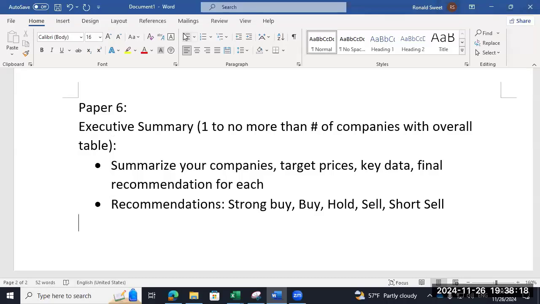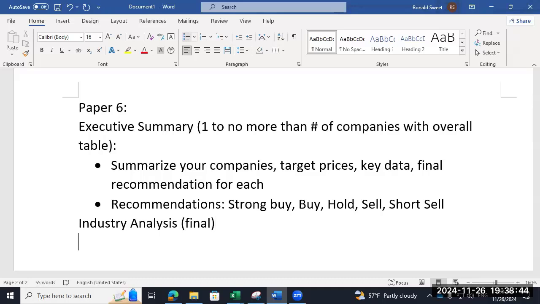Then you have your industry analysis, your final one. So when you submit your paper 6, if you made changes to your industry analysis, highlight those changes so I can go through and regrade those, or you can submit it separately. We'll talk about that here in a second.